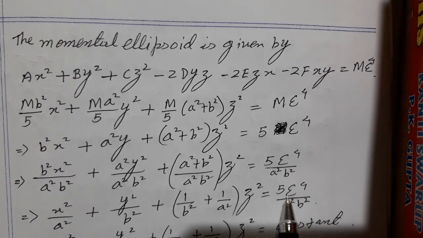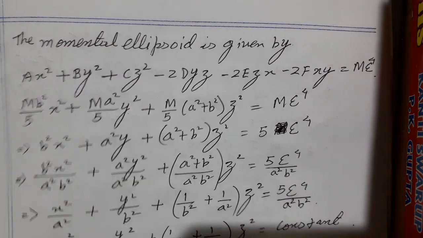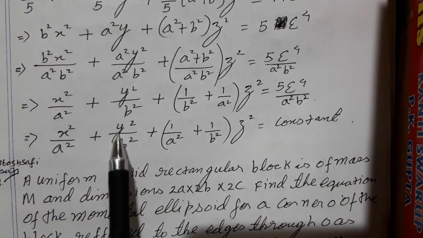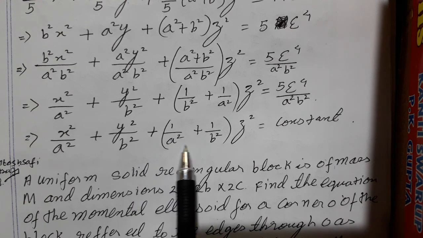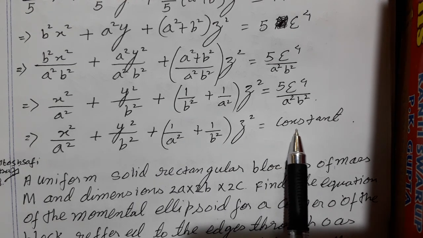Here we can see 5 is a constant, epsilon is also constant, a is also constant, b is also constant. The whole thing is constant, so we can replace this with a constant. So we get x squared by a squared plus y squared by b squared plus 1 by a squared plus 1 by b squared times z squared, which is equal to a constant.